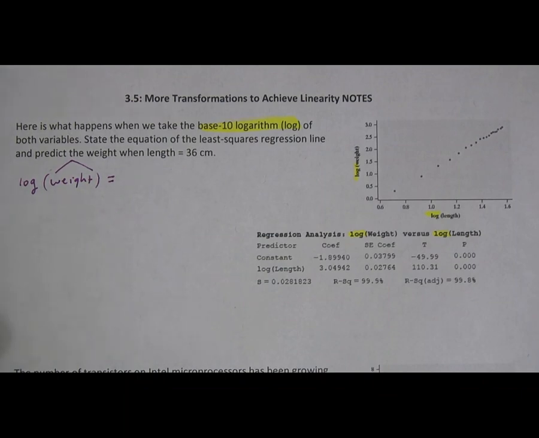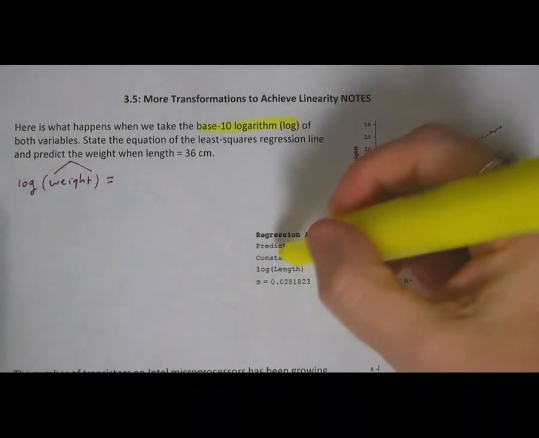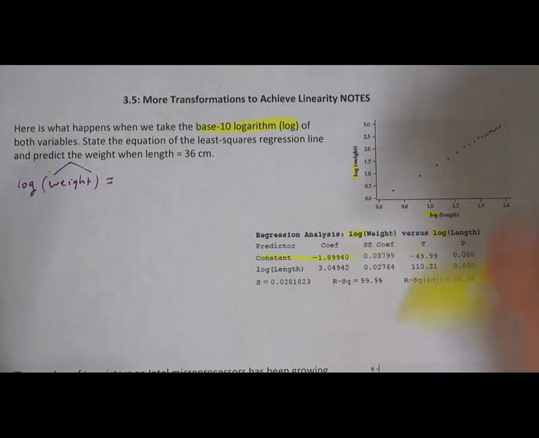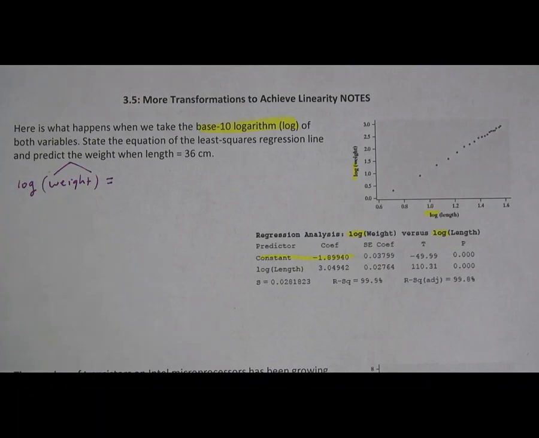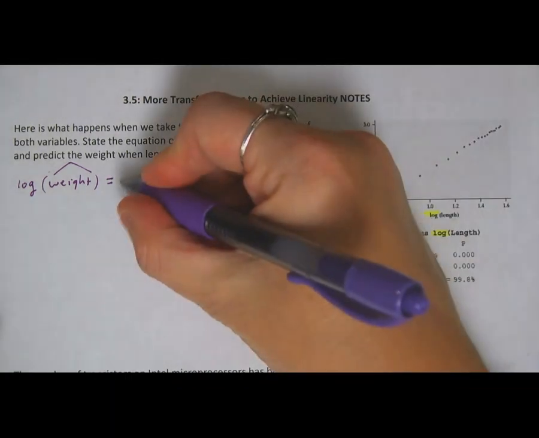So just like always, look at your computer readout. What do you see the y-intercept is? You know where to spot it? Out of all of these numbers, what's the y-intercept? What's the a value? You guys are really quiet today. It's always next to the word constant. So it's that negative 1.89940. Let's avoid rounding until the very, very end.